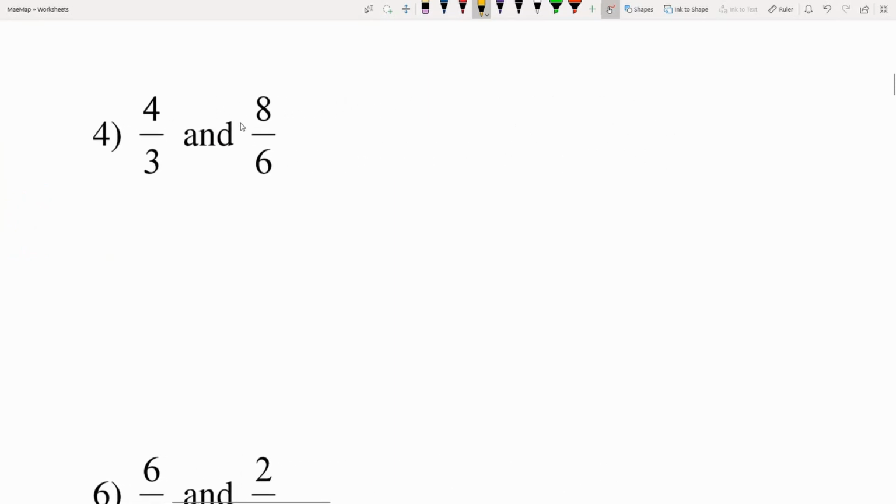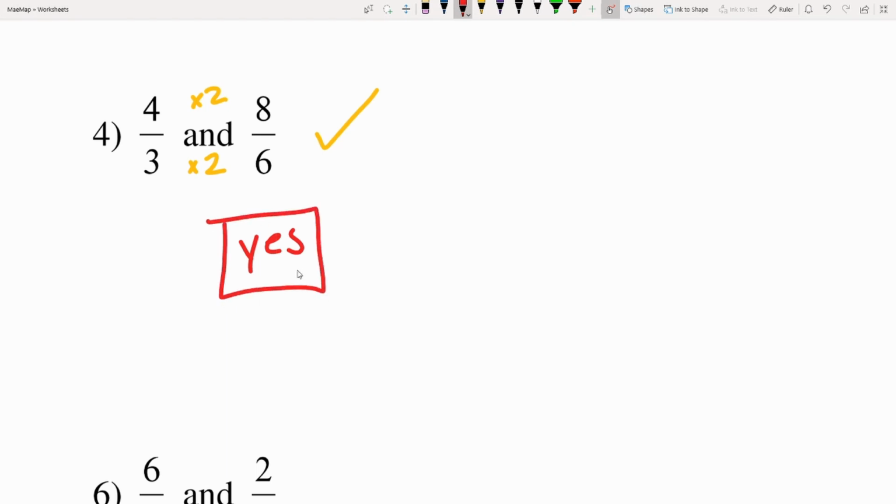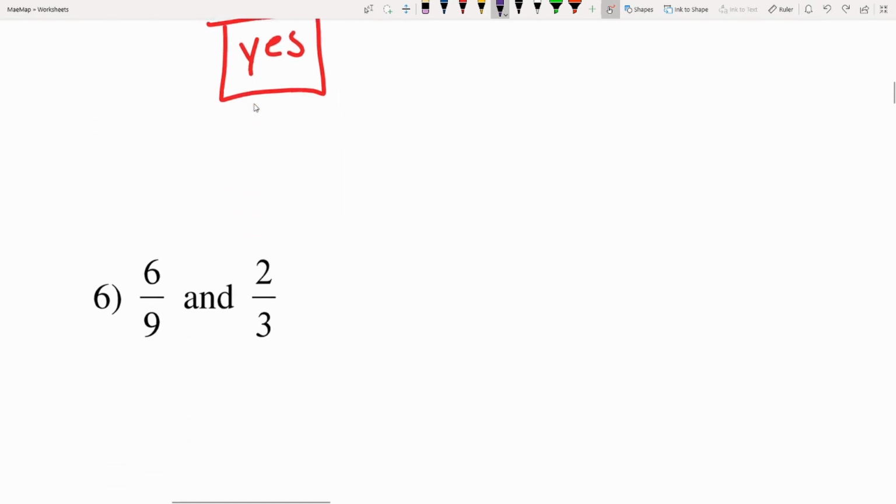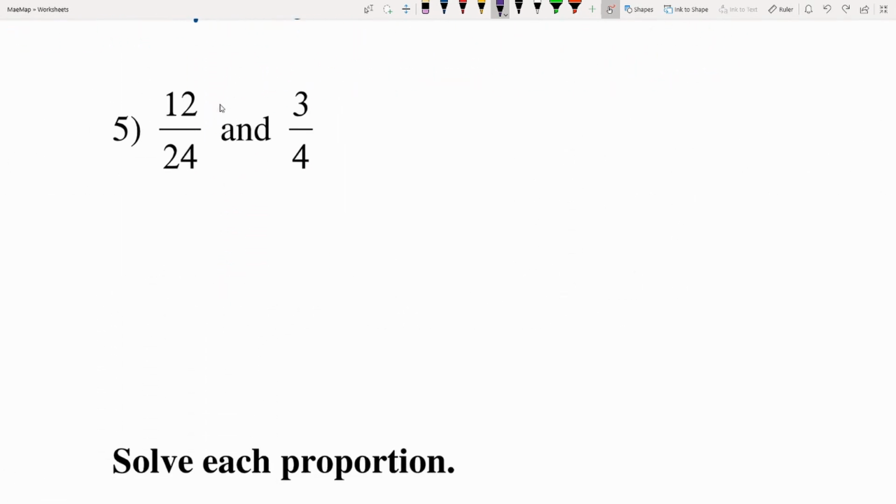So in order to go from 4 to 8, looking at just those numerators, what do I have to multiply by? That would be multiplying by 2. And going from 3 to 6, what do I have to multiply by? Again, I multiply by 2. So because I'm multiplying by that same factor, then yes, these are equivalent in number 4 as well. Go ahead and try setting this up with cross multiplication. Let's do it quickly in our heads. 4 times 6 is 24, and 3 times 8 is 24. These are indeed equivalent.